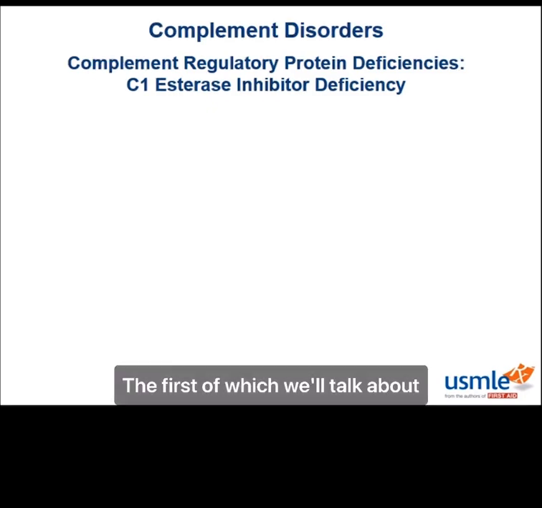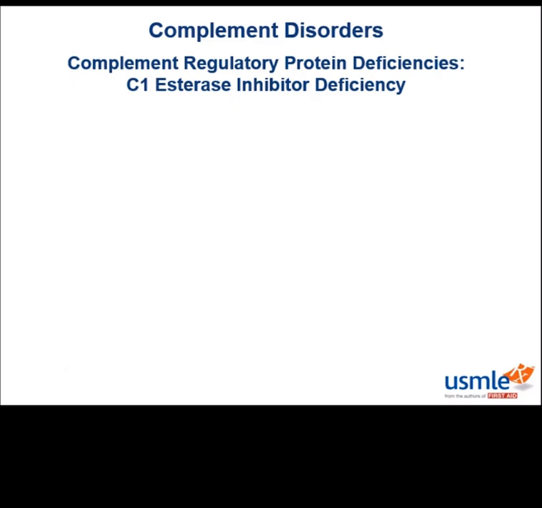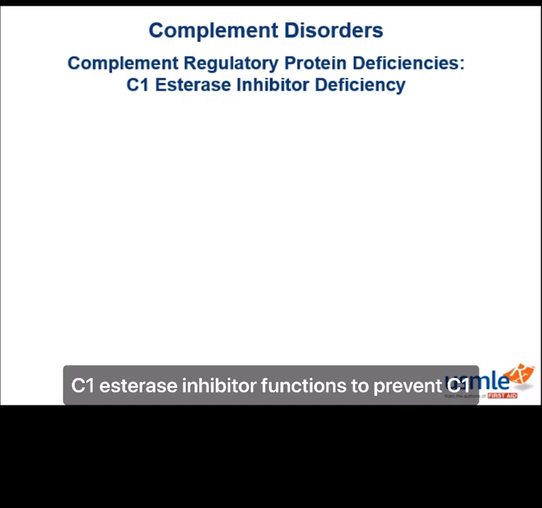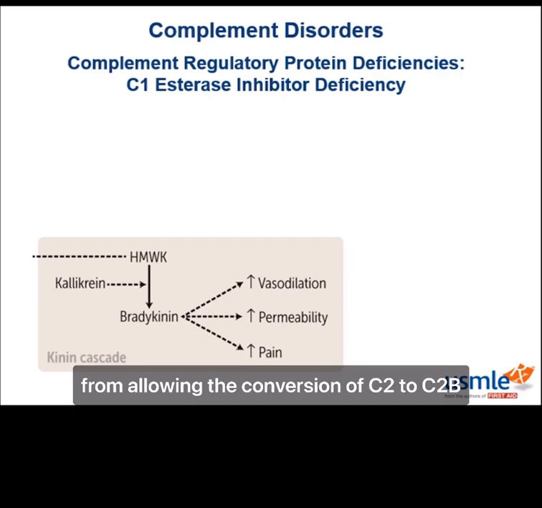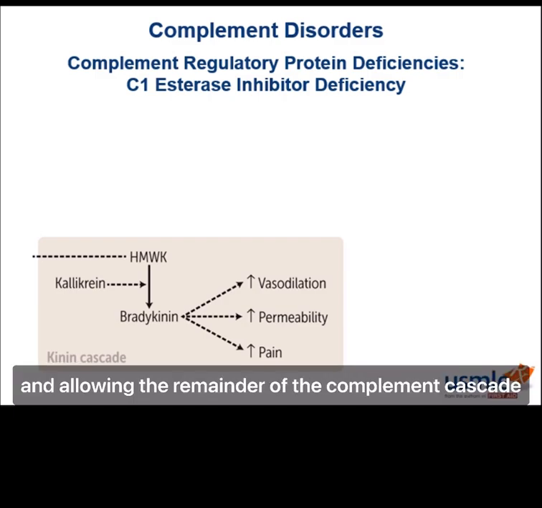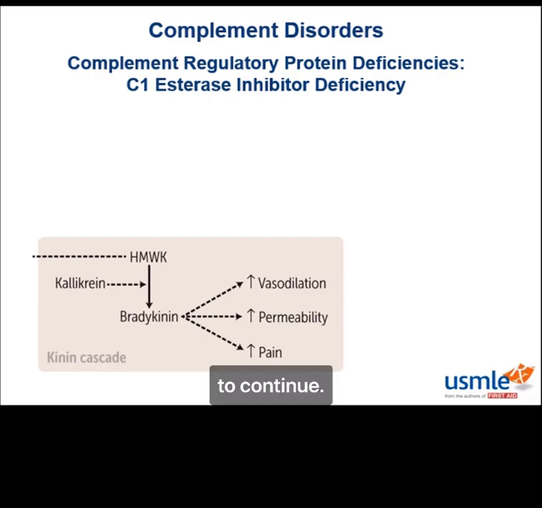Now, let's move on to the regulatory protein deficiencies. The first of which we'll talk about is C1 esterase inhibitor deficiency. C1 esterase inhibitor functions to prevent C1 from allowing the conversion of C2 to C2b and allowing the remainder of the complement cascade to continue.